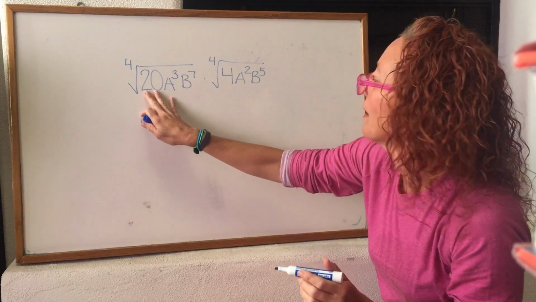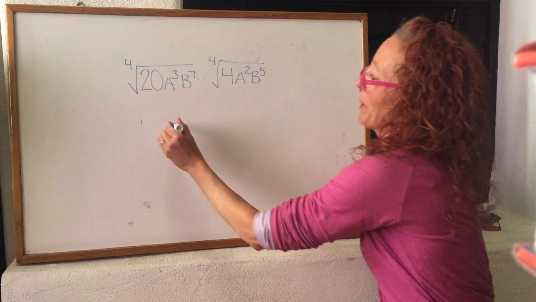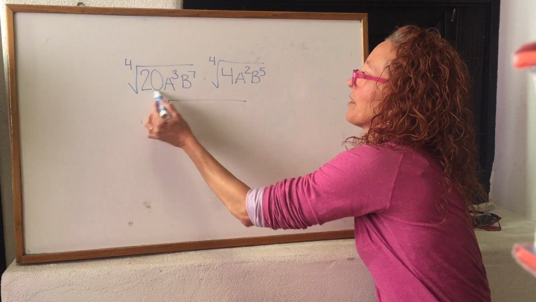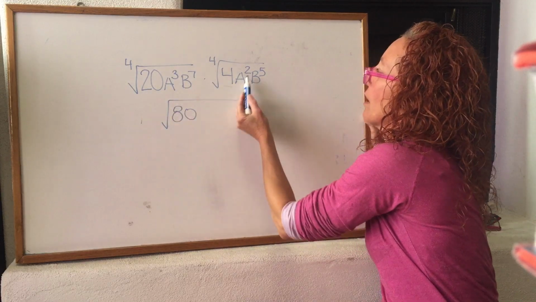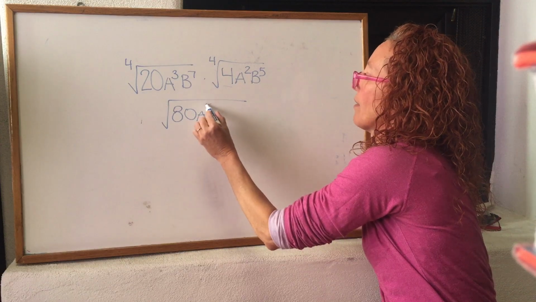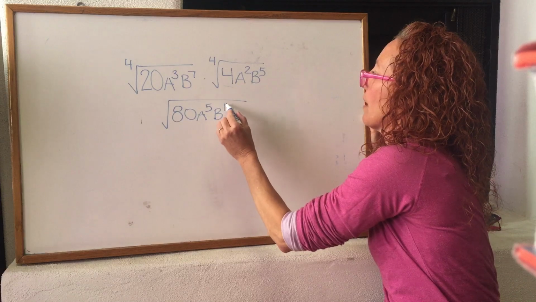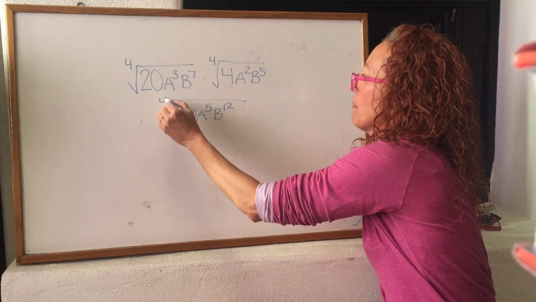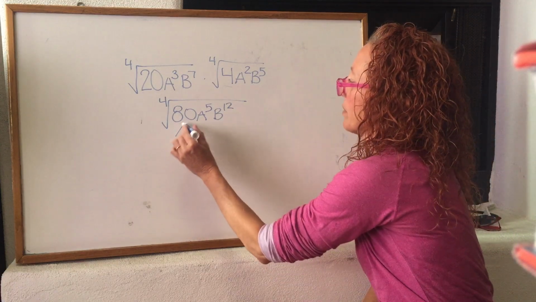All right, let's see. Okay, so I would multiply these two first. So 20 times 4 is 80. A to the 3rd, a squared. Add those together. B to the 7th, b to the 5th. Add those together and get 12. And we're talking about the 4th root. Break it down like we did for the square root.